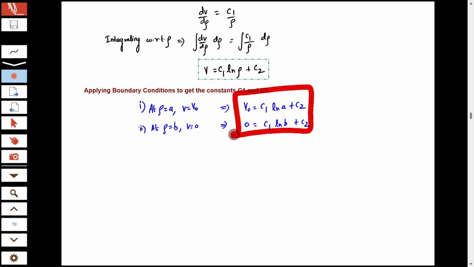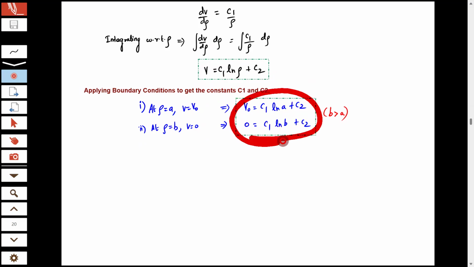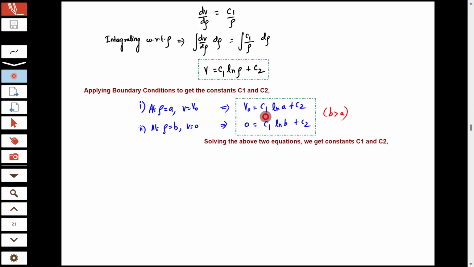Now these two are the equations we have. We know the B value is greater than A. We should rearrange the terms in such a way that B is greater than A. And solving these two equations, we will get the constants C1 and C2. By taking the second equation and rearranging the terms, we will get C2 is minus C1 logarithm B. Now, by taking the first equation, we can write V naught minus 0 equals C1 logarithm A minus C1 logarithm B.